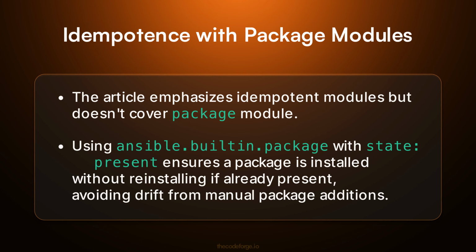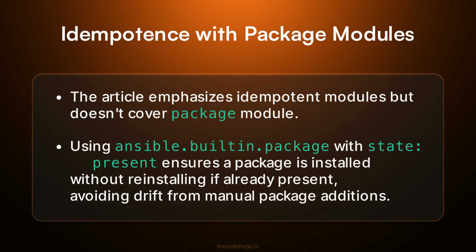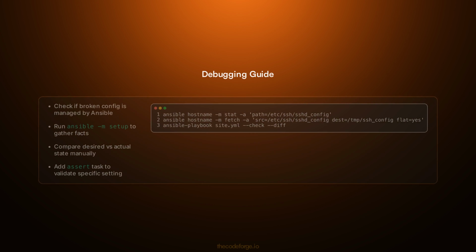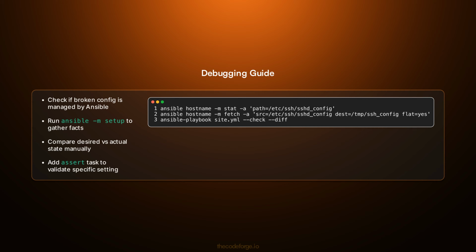The article emphasizes idempotent modules but doesn't cover the package module. Using Ansible's built-in package with state present ensures a package is installed without reinstalling if already present, avoiding drift from manual package additions. When debugging drift, first check if the broken config is managed by Ansible. Use ansible -m stat to check file details, ansible -m fetch to retrieve the file, and run check and diff to see what would change. Add assert tasks to validate specific settings.